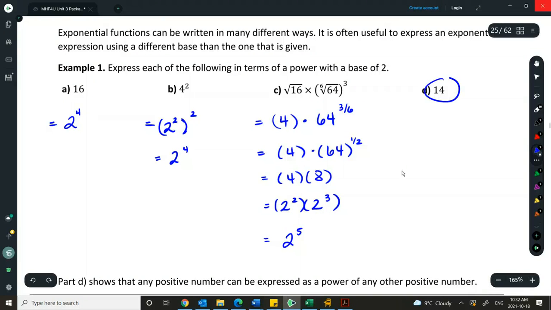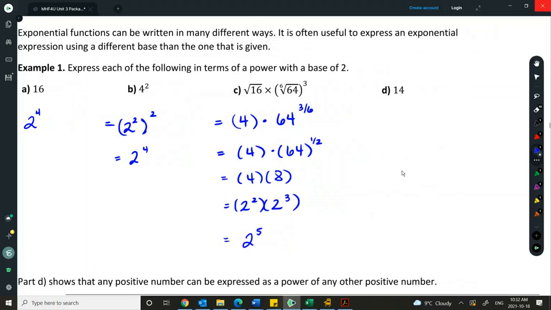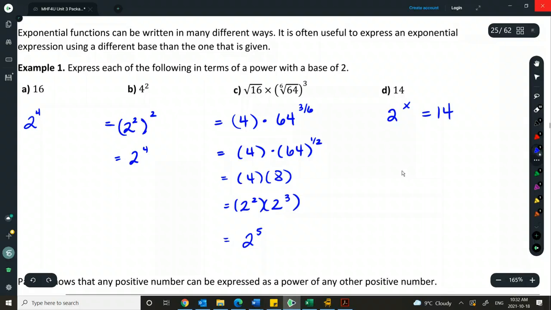Okay, 14, not as easy, because 14, that's like some kind of decimal value. So what we're going to do is we'll express this with the question we want to answer, which is 2 to what exponent? So 2 to some exponent. We want to know when that's equal to 14. And I would like to express this exactly as a base of 2. So no rounding, no decimals, no anything like that.